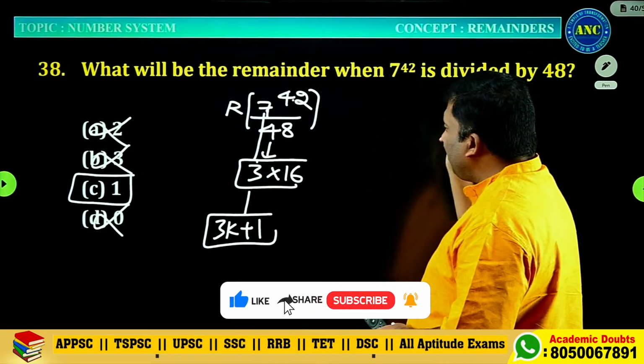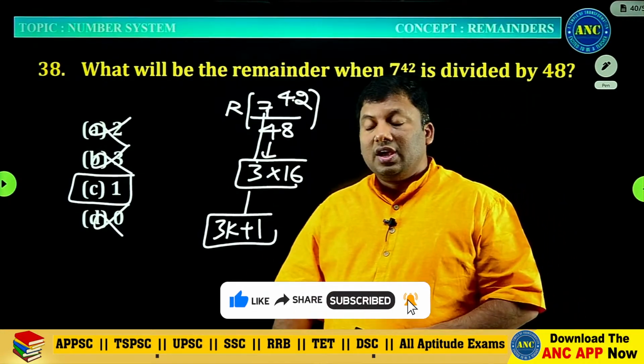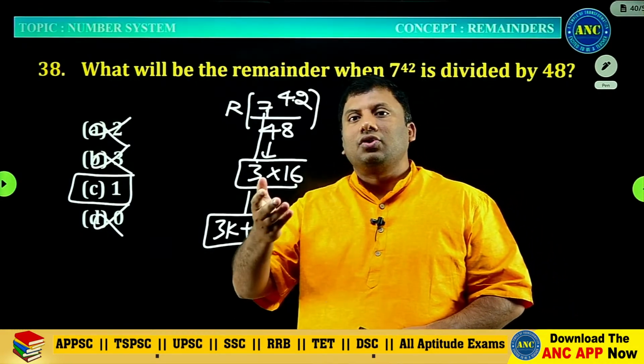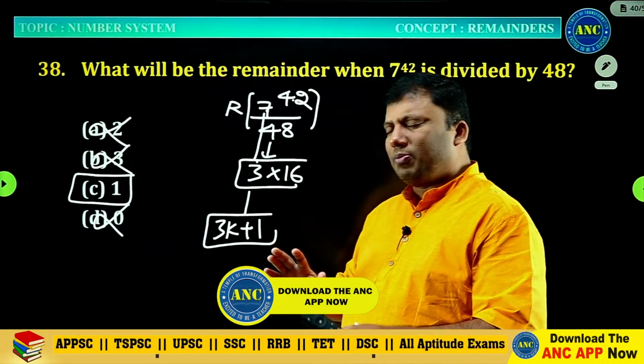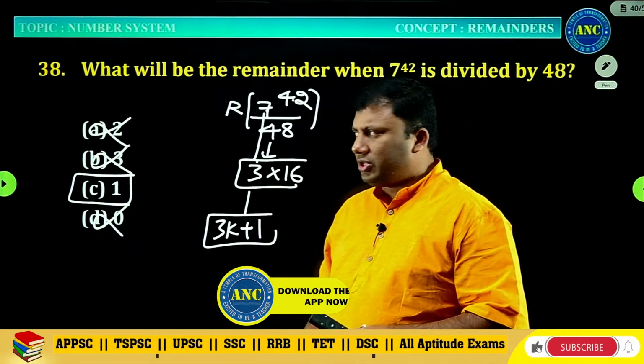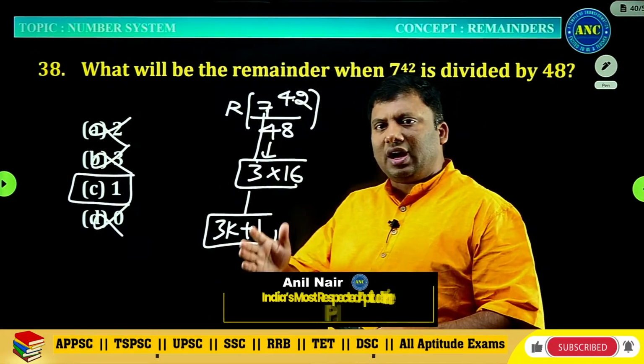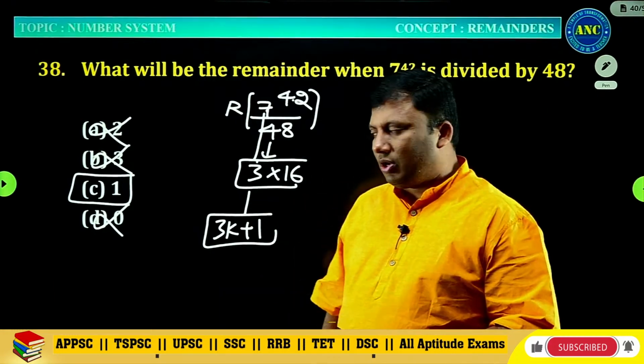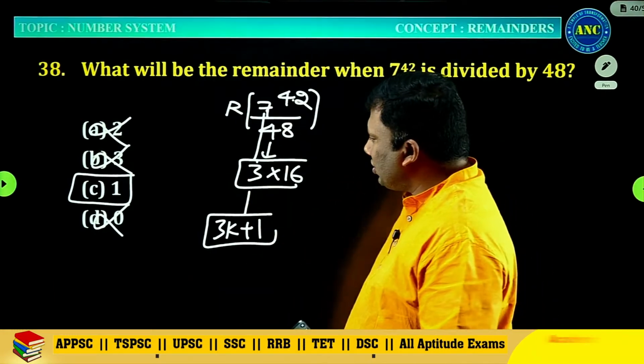7 power 42 divided by 48. If you are stuck between more than one answer option, that right method also we will discuss. Probably you will not get any doubts, sir. After one concept is over, I will look at the mobile. If there is any good question, I will discuss the doubt also. Let me complete that concept.